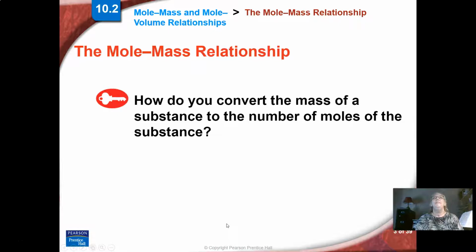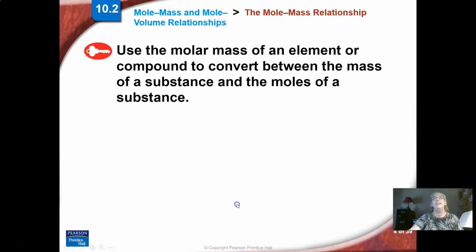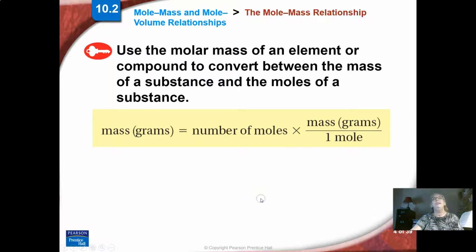So we're going to convert mass of a substance to the number of moles of something. This is a basic thing that we do all the time, and we're going to use the molar mass to do that. Remember the molar mass? We had to calculate that on the last set of slides I worked with you guys on. So we do the same thing here.